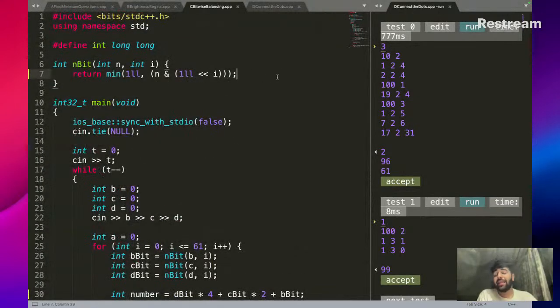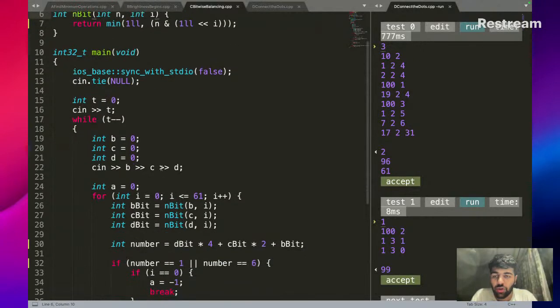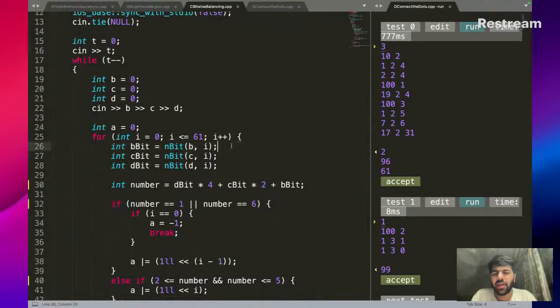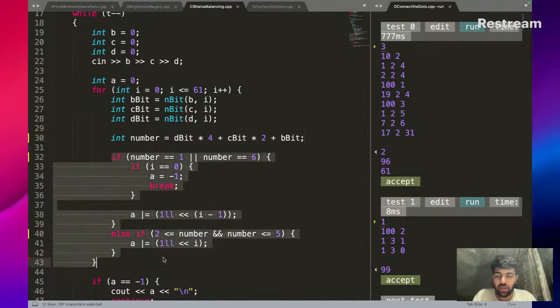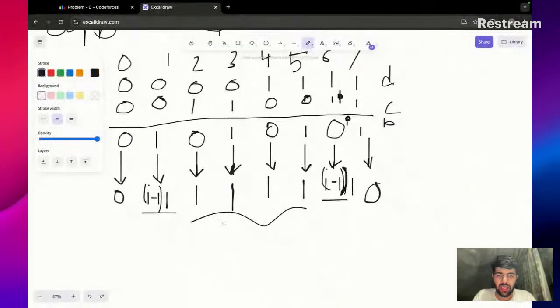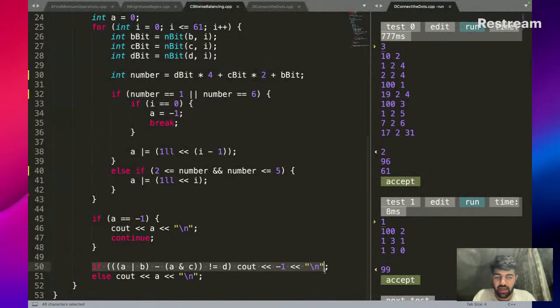It returns whether my nth bit is set or not in the number. So whether the ith bit is set or not, basically. So if my B's ith bit is set, C's ith bit is set, and D's ith bit is set, we make the number, and based on the case we just implement it, and in the end we just run a small check that if this works, if A is -1, obviously we print out A, but if this does not work, then we print -1, and if this works, then yes, we print it out.